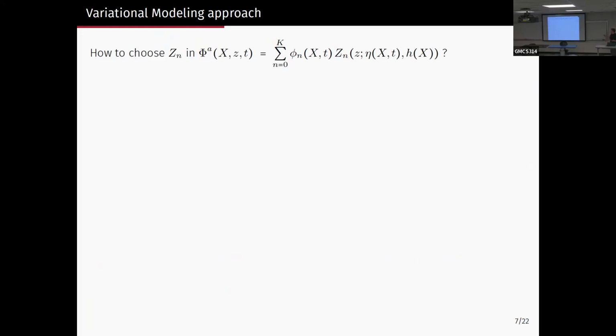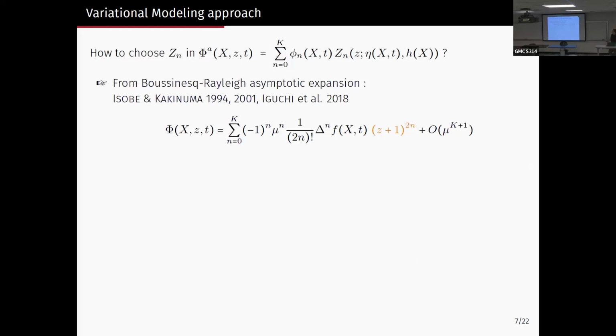So how to choose? Of course, it's not the first time that someone did that. This started in the mid 90s with the work of Isobe and Kakinuma, which is less known in the West. They took an asymptotic expansion obtained from the Laplace equation and the bottom boundary condition that gives you this expression, and for their Zns they used this form, so even polynomials in Z that have this form.